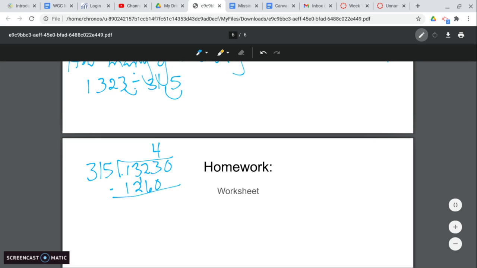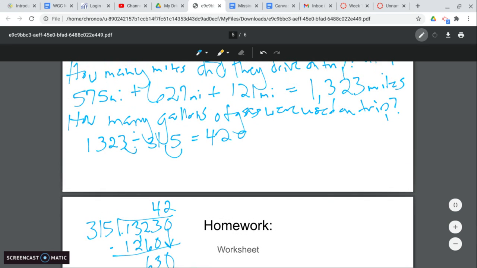So we subtract these and we end up with 63. We bring down our 0. Now, how many times can 315 go into 630? Well, that is just twice, and it works out exactly. So the answer here is 42. It's going to take 42 gallons of gas for their trip.